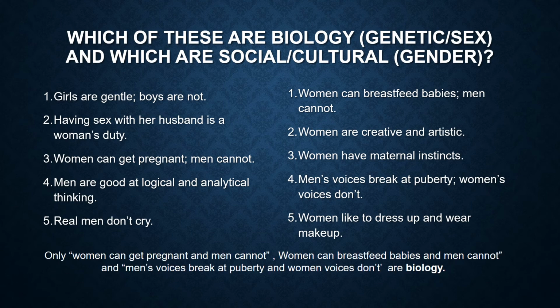Okay, so it's actually only women can get pregnant and men cannot. Women can breastfeed babies and men cannot. And men's voices break at puberty and women's voices don't. They're the only points that were actually biological. The rest were all cultural and social. So the rest were all constructed. So I think that kind of proves the point around gender roles and the construction of gender.